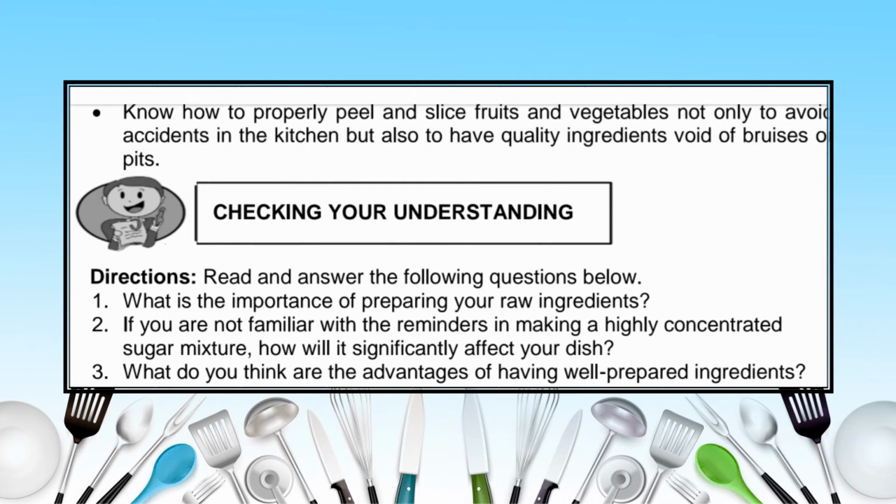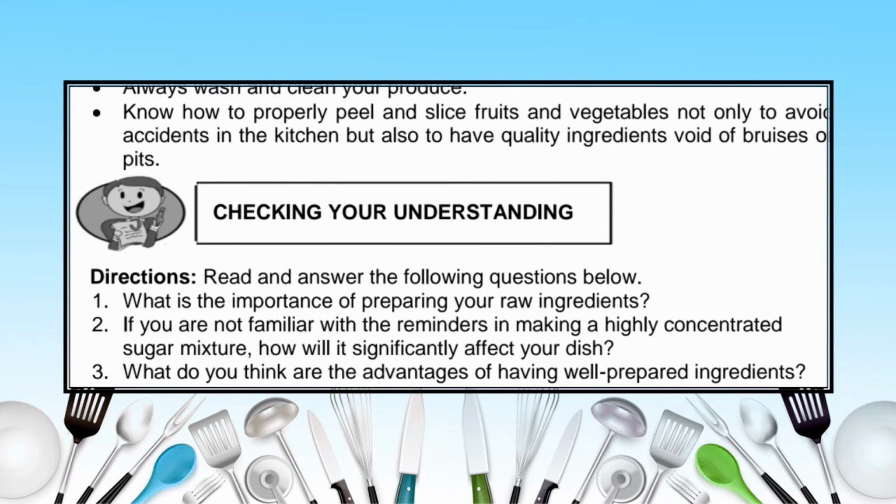For this part of the module is checking your understanding. In this activity, you are just going to read and answer the following questions below. First question is, what is the importance of preparing your raw ingredients? In 2 to 3 sentences, explain mo lang the importance ng pagpe-prepare ng mga kakailanganing ingredients bago gumawa ng sugar mixture.